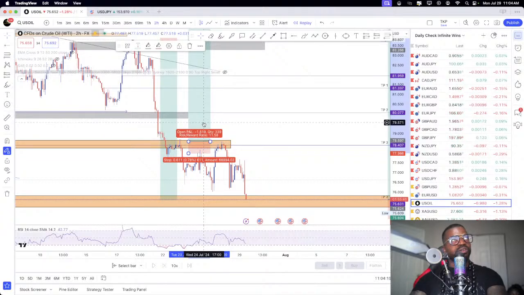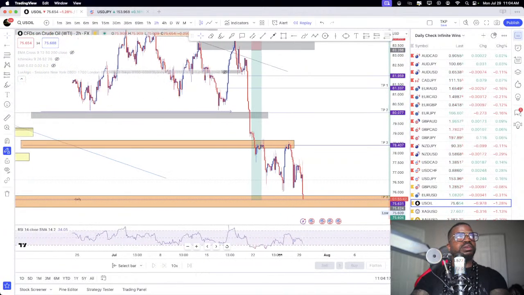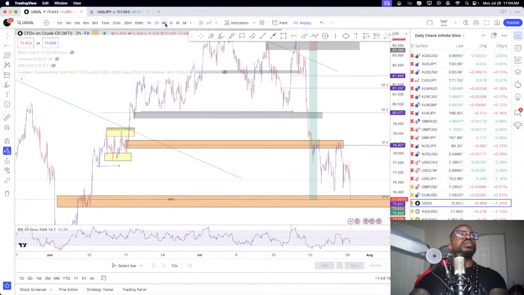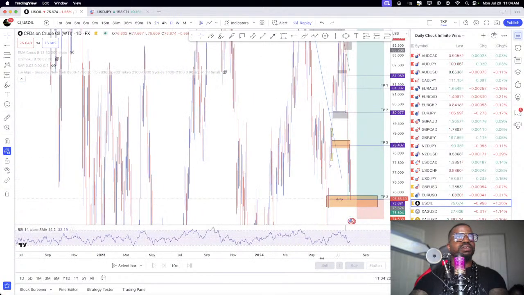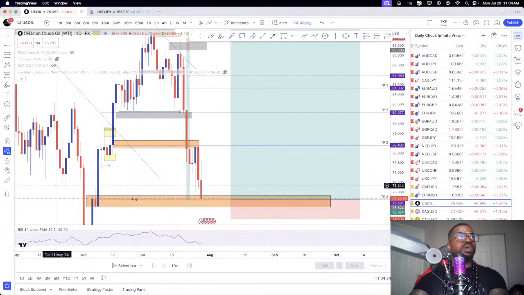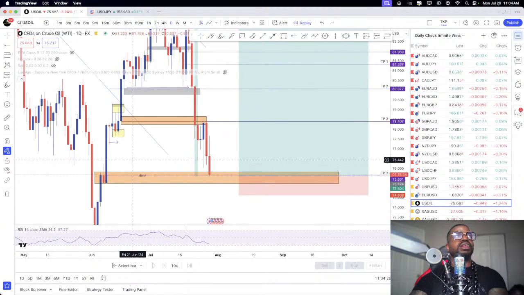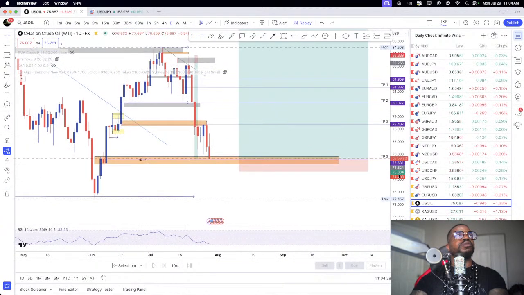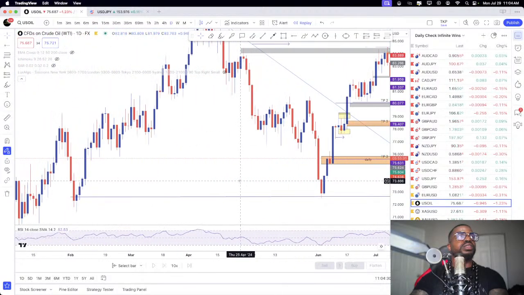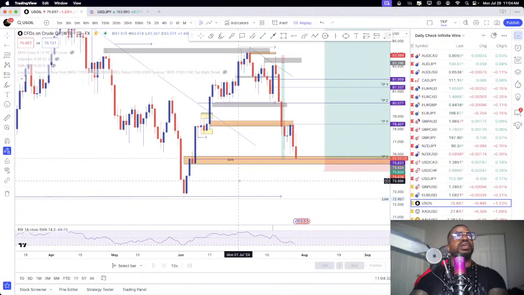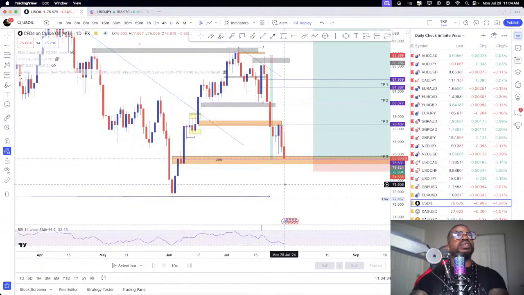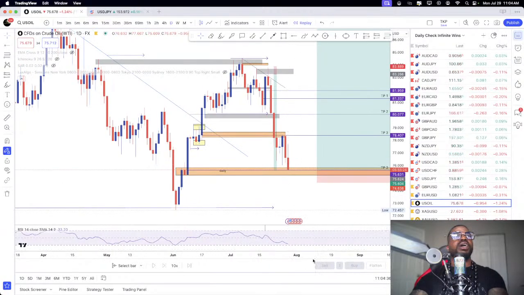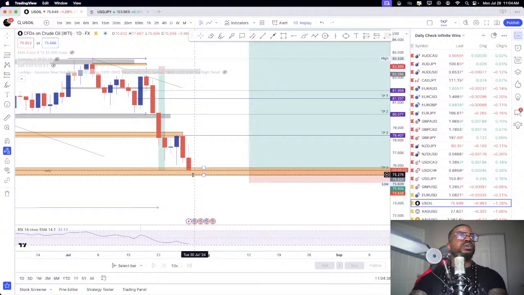All right, so oil just entered our buy zone, but it's on a daily, so we could definitely expect some consolidation before we get anything to happen from here. And this buy could be a temporary move as well.